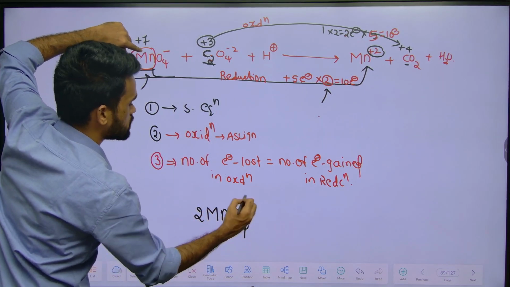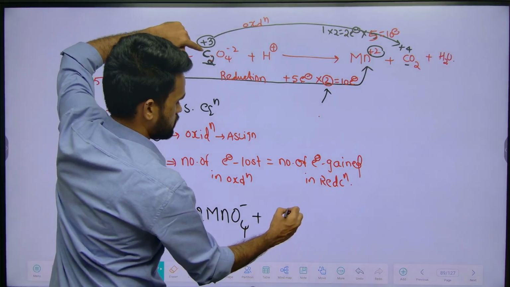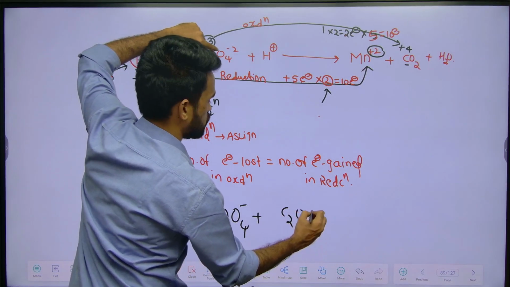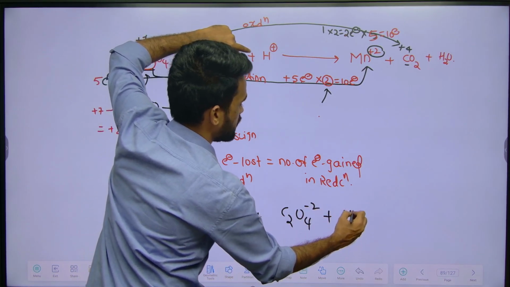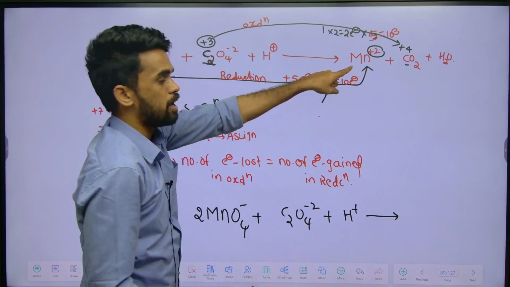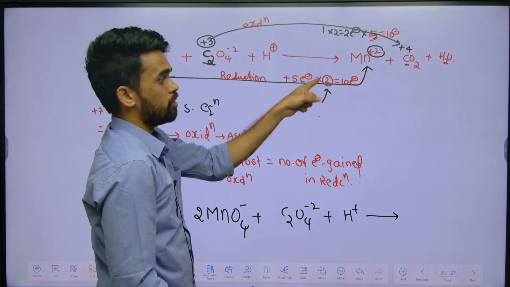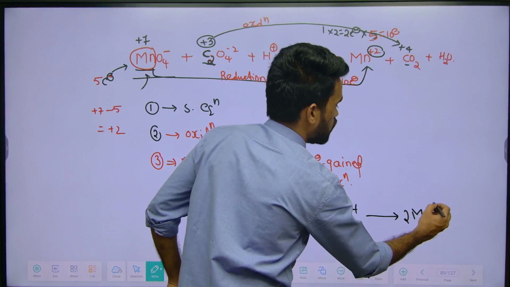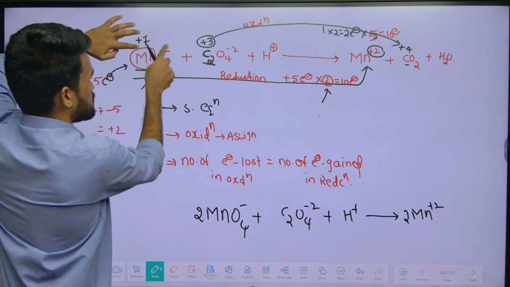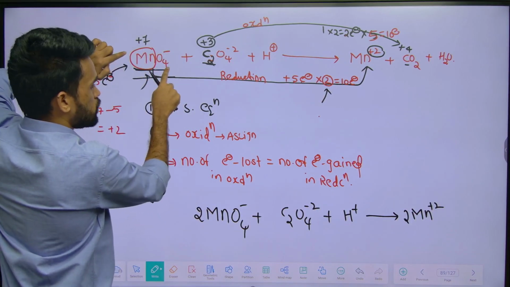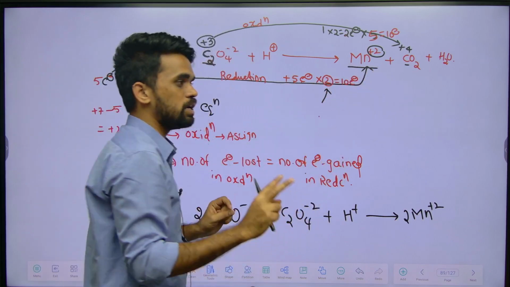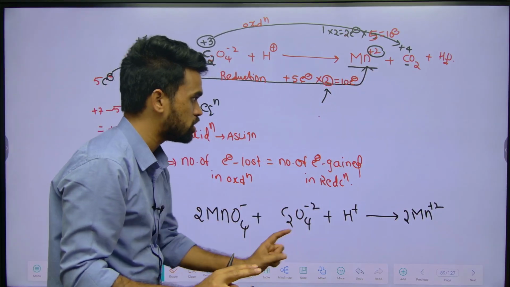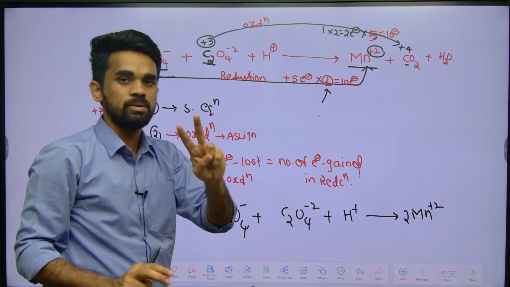What are the species involved in reduction here? 2MnO4 minus, plus C2O4 2 minus as it is, H plus converted into Mn plus 2. Now we multiplied with 2, so you can write 2Mn plus 2. Why only this equation? These species are the only things involved in the reduction. That's why I multiplied both of them with 2.